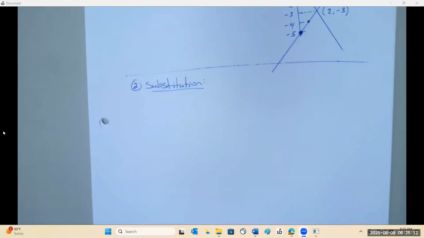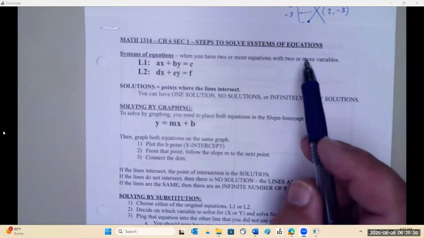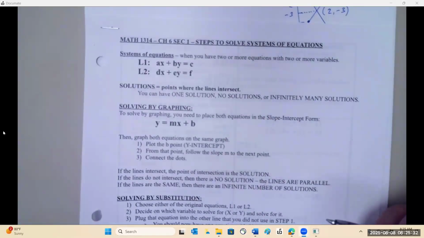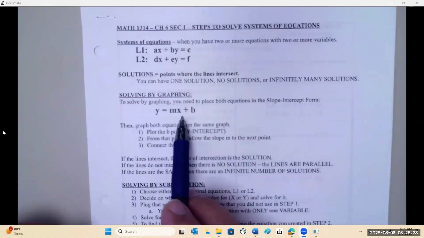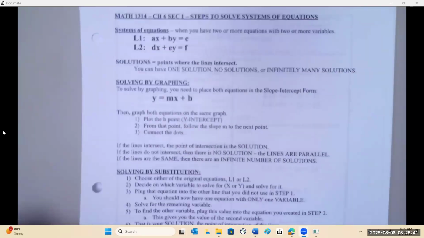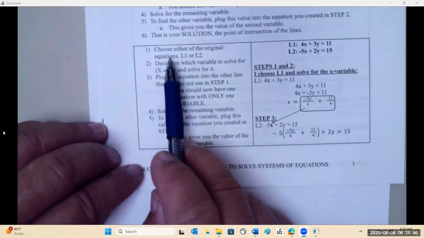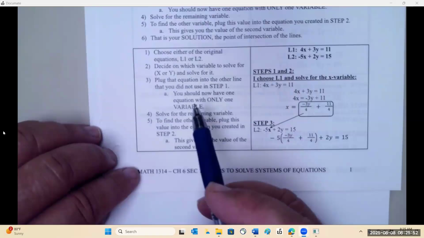I gave you a sheet yesterday that had these procedures written out. This one. Step-by-step systems of equations. So solve by graphing: put it in slope-intercept form, plot these, and you have them. By substitution, here are the steps. Choose, well, look at your sheets. Follow along so you know what you're looking at later on.